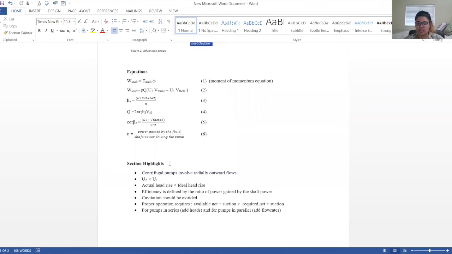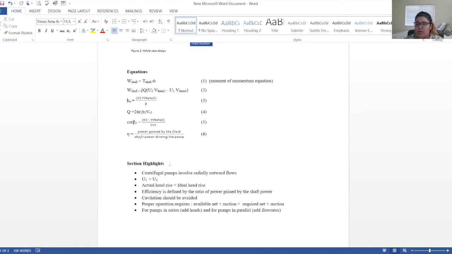Some of the section highlights for this part would be that on the suction side of the pump, there are a lot of low pressure points that can lead to cavitation. This should be avoided because it can cause loss of efficiency as well as a lot of structural damage to the pump itself. For a proper pump operation, we need the available net positive suction head to be greater than the required net positive suction head.